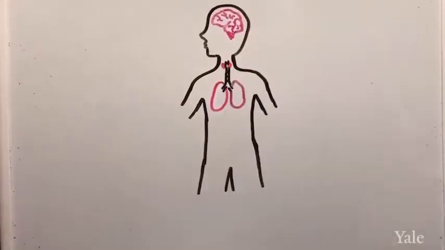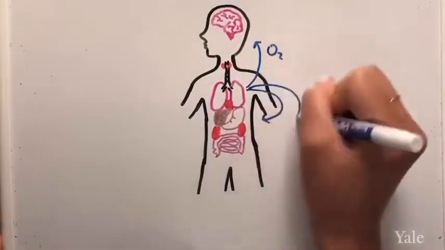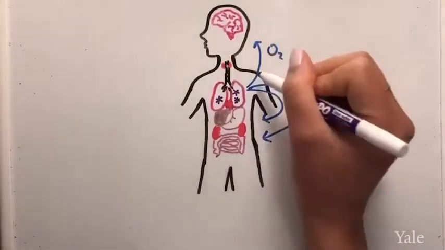Less oxygen in your blood may mean your vital organs don't have enough oxygen to keep working. This can lead to organ failure, causing them to shut down.